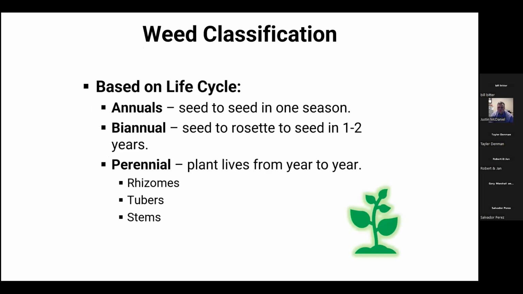Just real quickly, I'm going to go over weed classification. Based on the life cycle, you have your annuals, and that's where it's going to produce seed. You go from seed to seed in one season. Your biennials are going to do seed to rosette to seed in 1 to 2 years. And then your perennials are going to be the ones that live from year to year. These are the ones that have rhizomes and tubers and carbohydrate stores underneath the ground, and so those can be a little bit more challenging to control because they have that storage system underneath. So they can come back year to year.